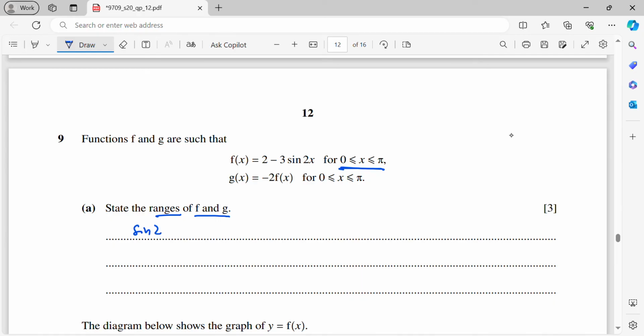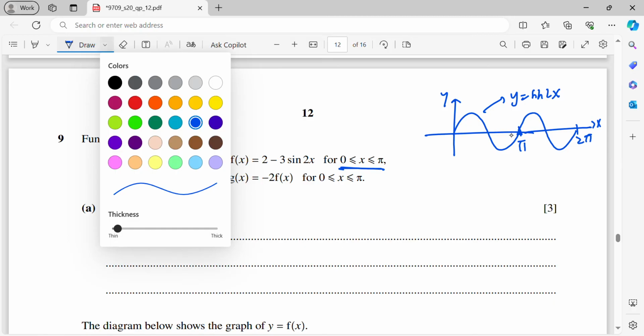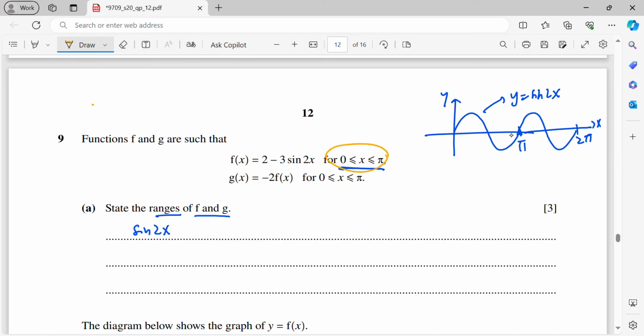When sine 2x is from 0 to pi, let's say you refer to the sine graph. This is sine 2x from 0 to 2 pi. Right, so here pi. This is my sine graph. But when you look at the interval here, 0 to pi, we will just consider up to the first part. So I know that the maximum is 1, the minimum is minus 1.